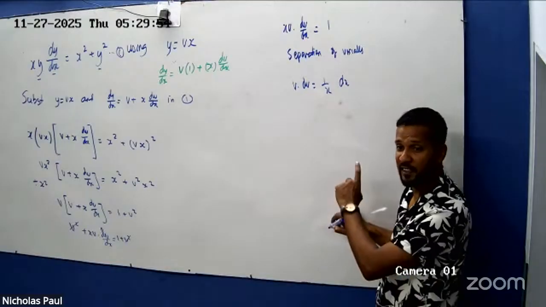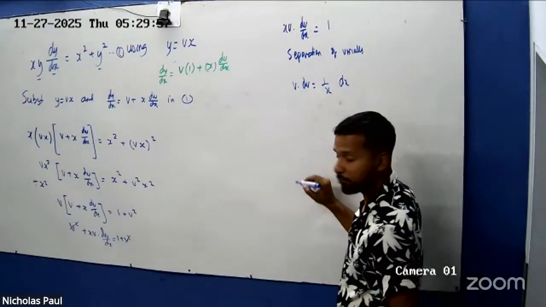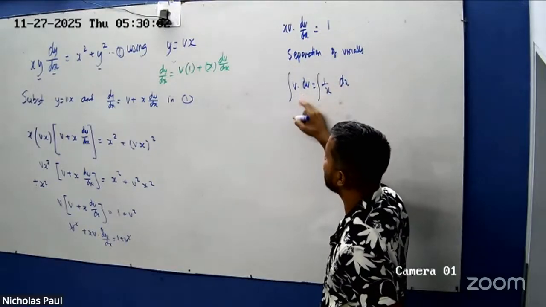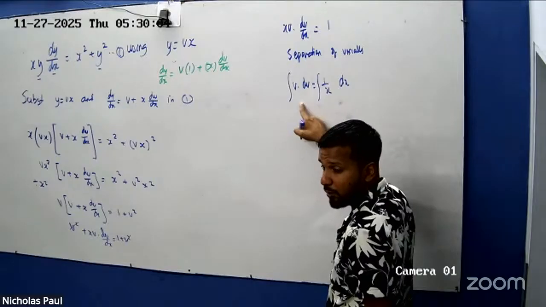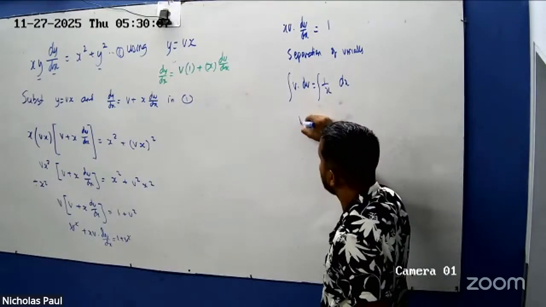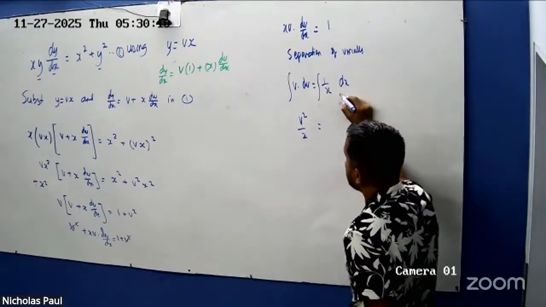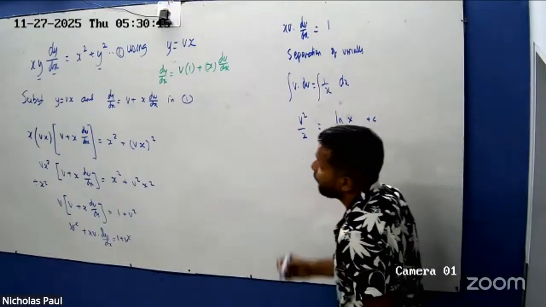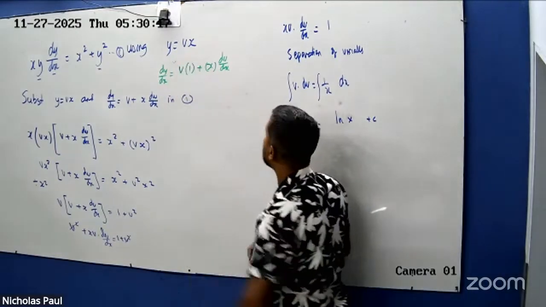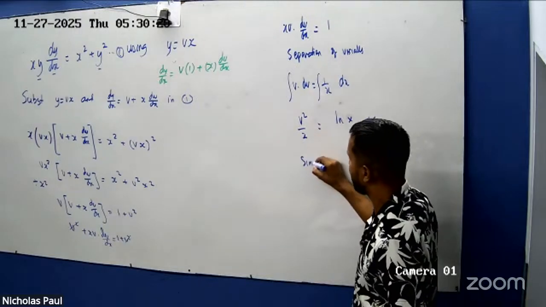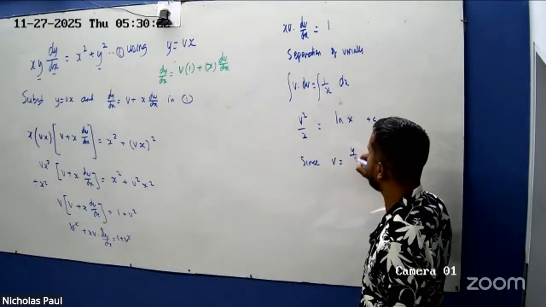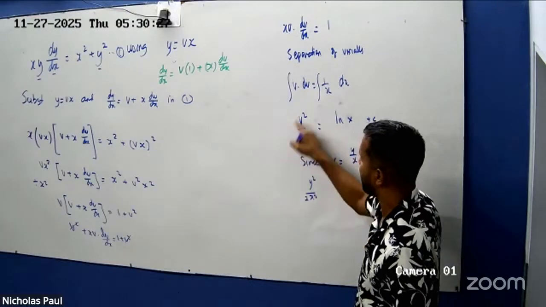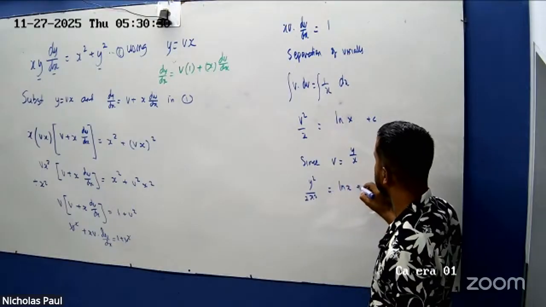Is this much easier to integrate now? Can I integrate this easily now? What's the integral of this? v squared on 2. What's the integral of this? ln x. And I know what v is. v is y on x. Since v is equal to y on x, I'll end up with y squared on x squared over 2 is equal to ln x plus c.